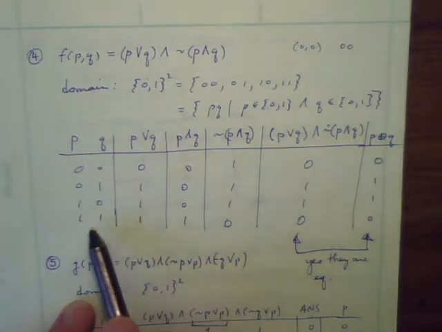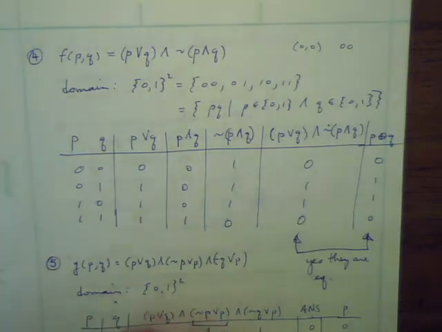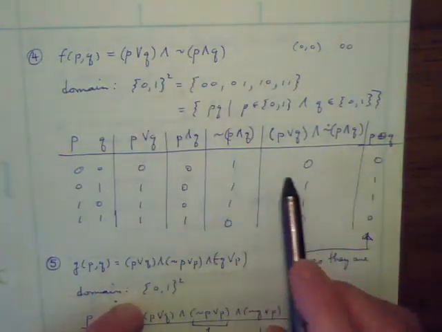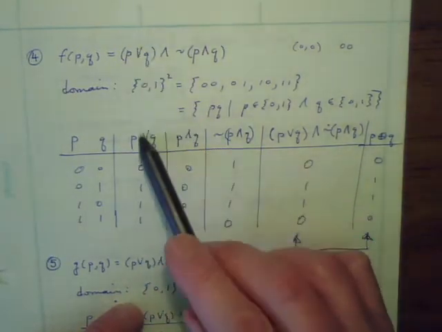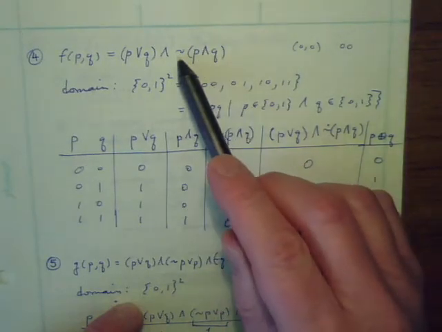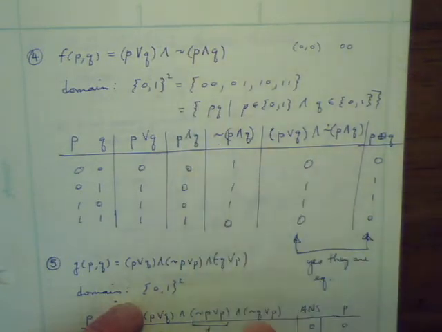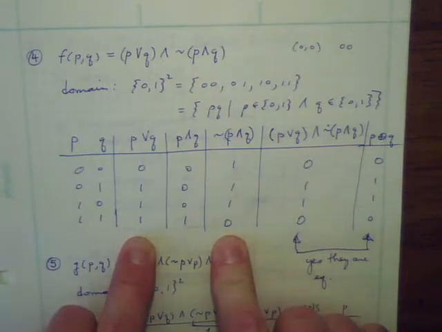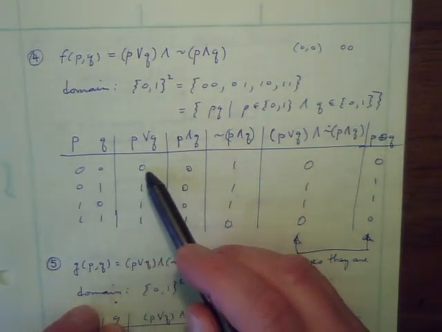We make our 4 rows, and I'll ask that you always make them in the same order here. And because there's several different pieces to this, I'm going to go ahead and evaluate them one step at a time. I'm going to do the P or Q first. I'm going to do the P and Q next. Then I'm going to negate the P and Q. And then I'm finally going to put the AND in between the P or Q and the not (P and Q). And you see here that for P or Q, the only time it's false is when they're both false.